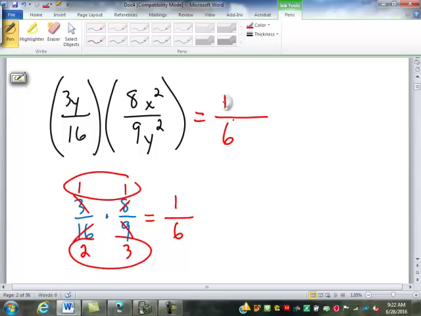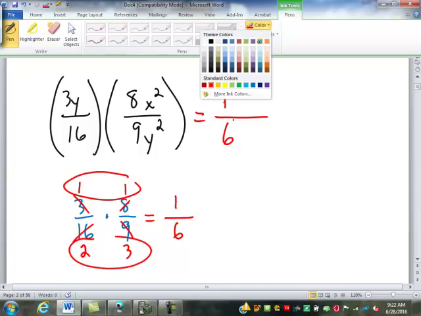Now, I might not need that 1 there. I'm putting it in there for now, but I might not need it if there are variables there. It doesn't hurt to leave it there. It doesn't change anything. So I've got 1 over 6 as my numerical portion. What's next?